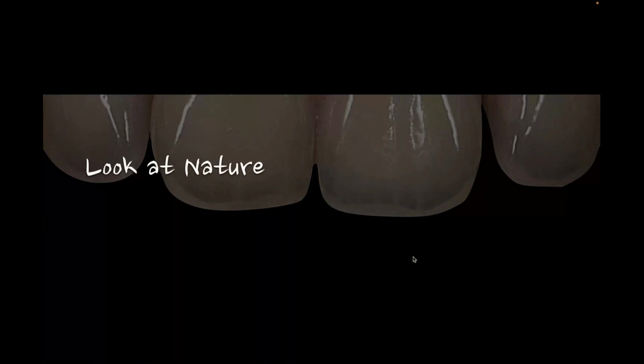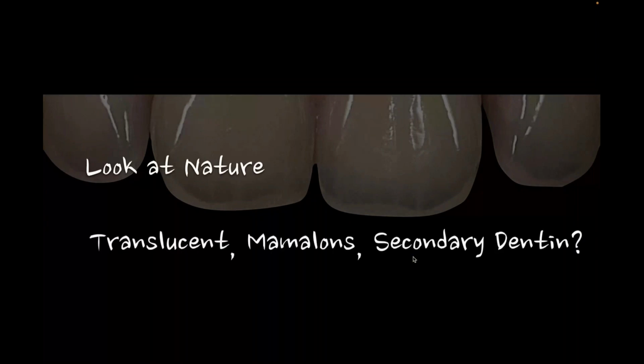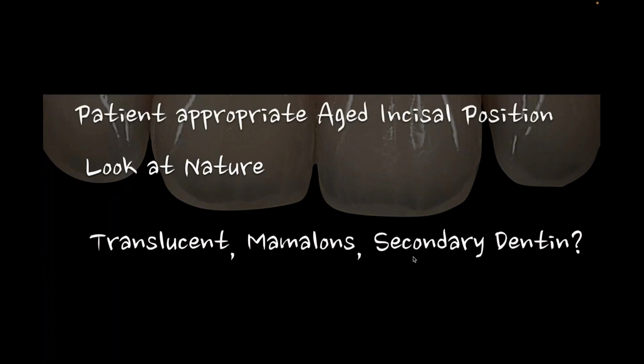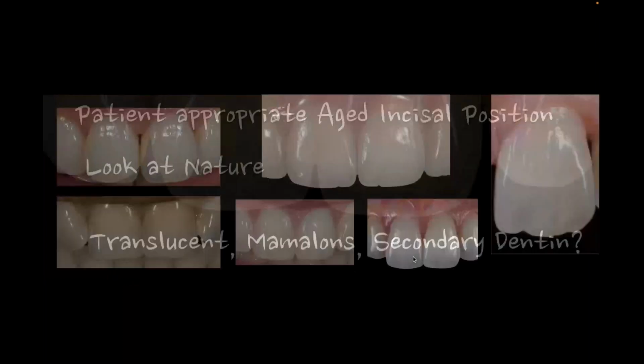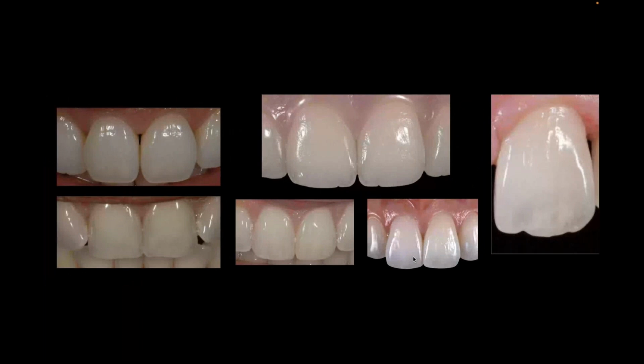So, obviously, everything we do for the incisal edge is about looking at nature. How much translucency? What are the mamelons? Is there secondary dentin formation? Is it a youthful tooth or an older tooth? And those are the concepts that we addressed more in the earlier videos, earlier webinars, but I'll touch on it again.